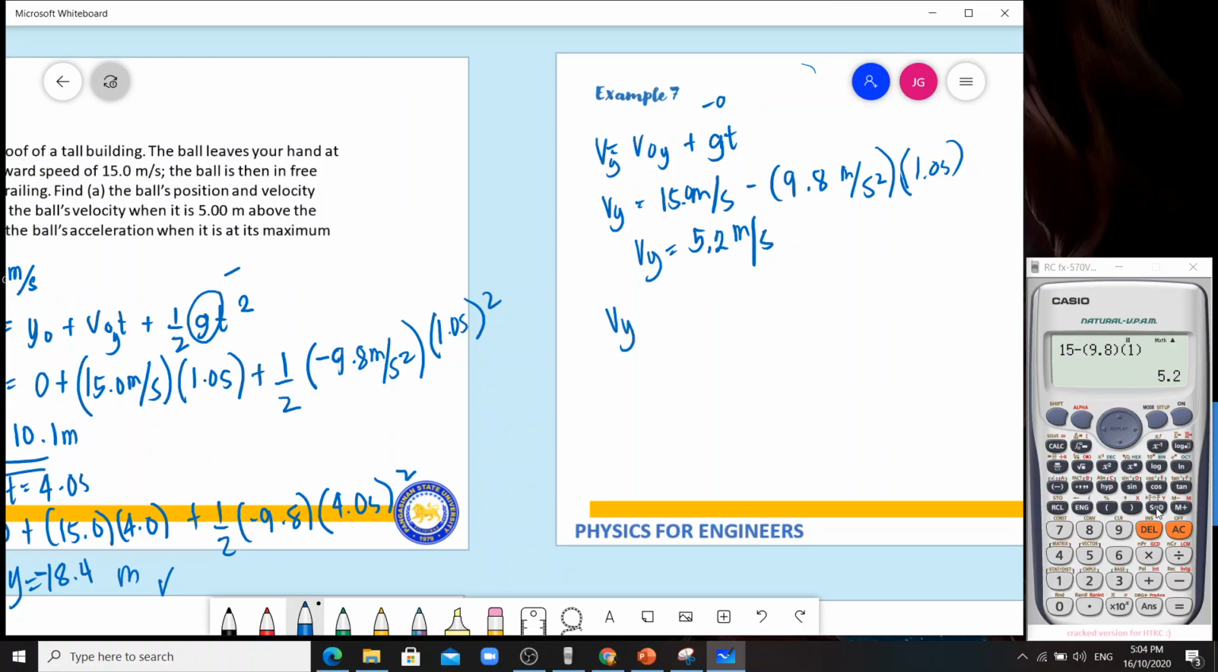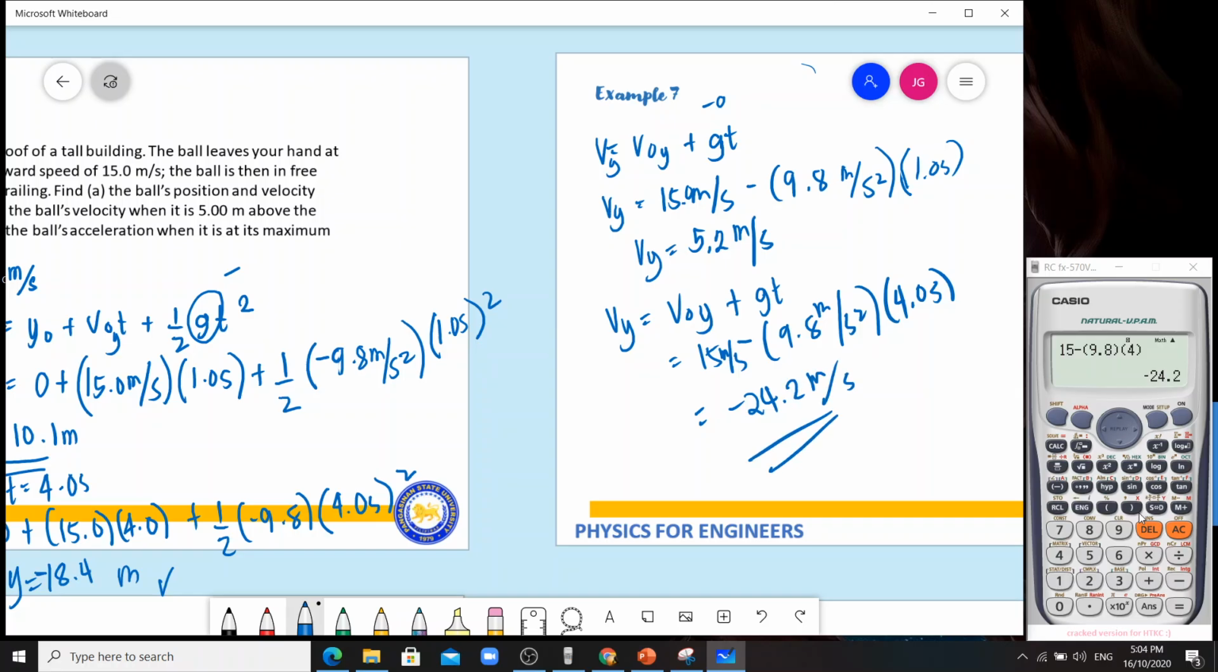Okay, now yung vy natin at 4 seconds, so 15 minus 9.8 meter per second squared, 4.0 seconds. Okay, so palitan lang natin to ng 4. Okay, so this is equivalent to negative 24.2 meters per second. Okay, which is negative na siya, ibig sabihin pababa na yung bola, which is congruent din dun sa binanggit natin na y kanina, yung na-solve nating y. Okay, direction lang yung positive, negative na yan.